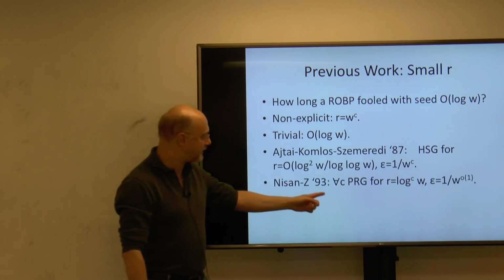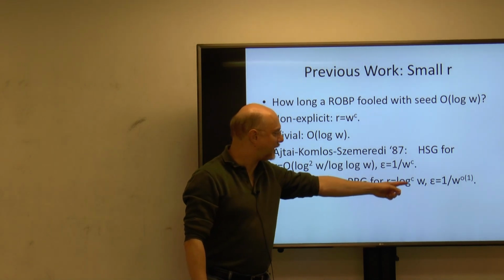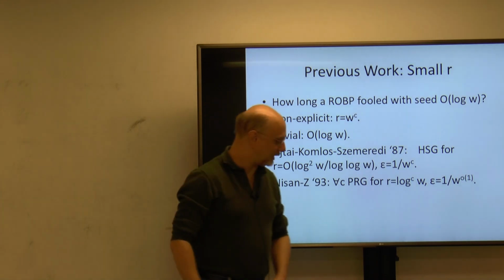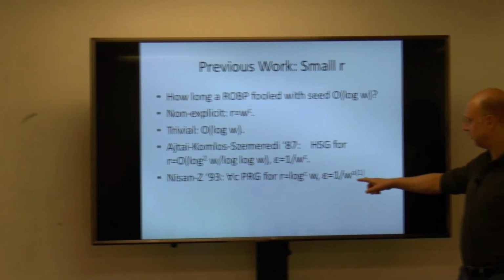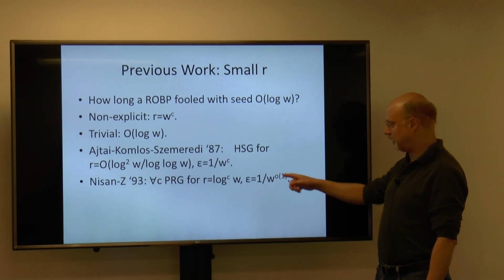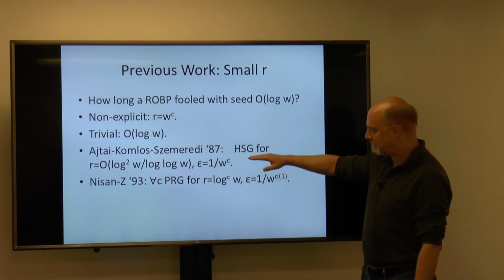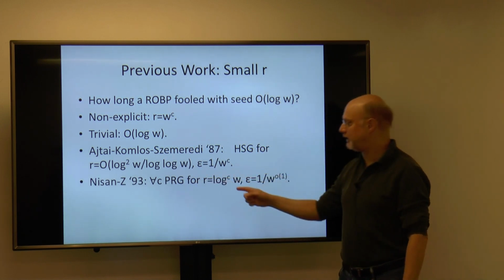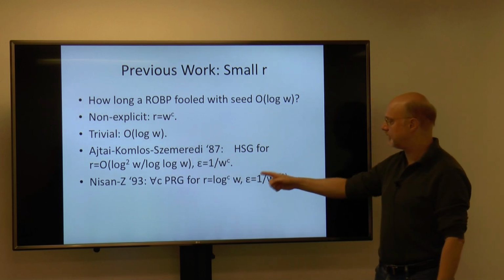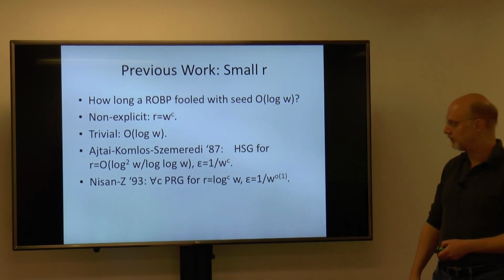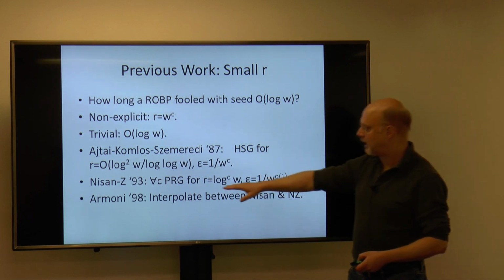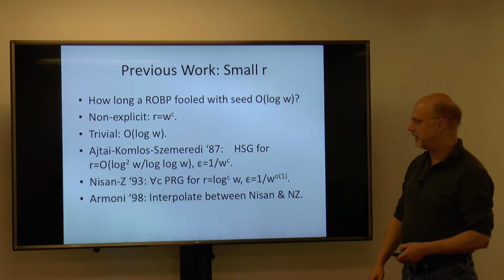Nisan and I gave a pseudo-random generator for any polylog w, so log to the c w for any c. But our error wasn't as good. It was 1 over w to the little o of 1. Right, so it doesn't strictly dominate this. It's better in 2 ways, that it's a pseudo-random generator and that it's longer output, but it's worse in the error. And Armoni, well, it's not exactly, he just showed how to interpolate between our generator and Nisan's original generator.